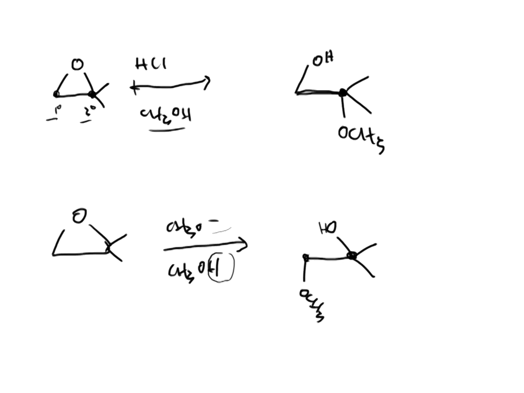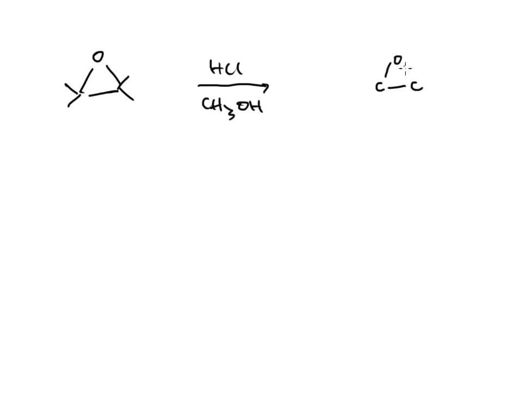Okay, let's look at C. C, we have an epoxide, and on this side and on this side, we have two methyl groups. So this is a symmetrical one, which is good. Here's HCl, and then we're going to bring in CH3OH. Again, just to reconfirm that. All right, I'm going to start off with my reagent. There we go.